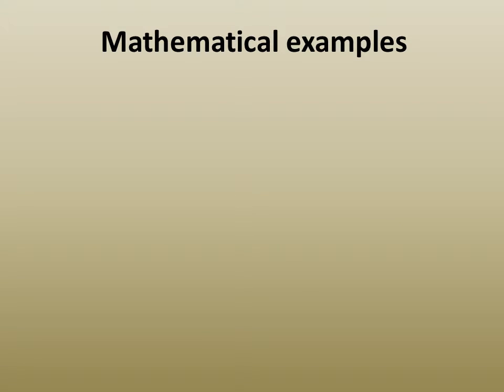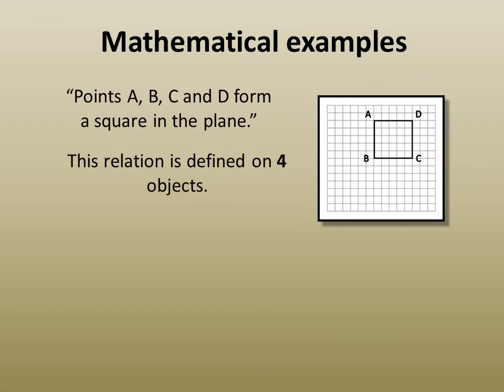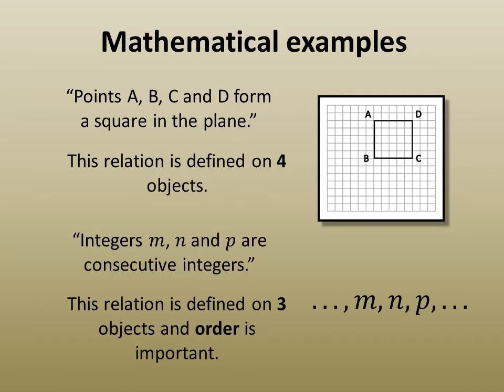A mathematical example would be "points A, B, C and D form a square in the plane." This relation is defined on 4 objects. For another example, "integers m, n and p are consecutive integers." This relation is defined on 3 objects. Notice how in this case order is important.